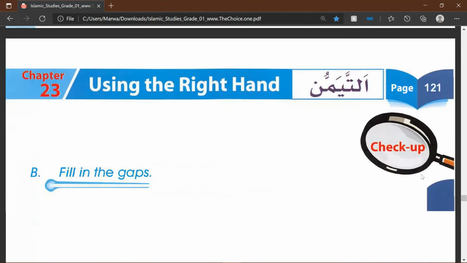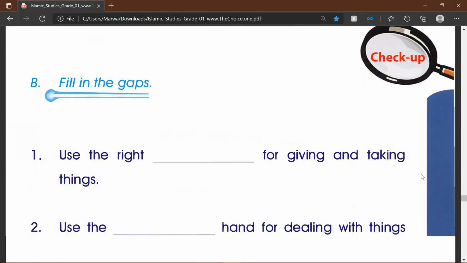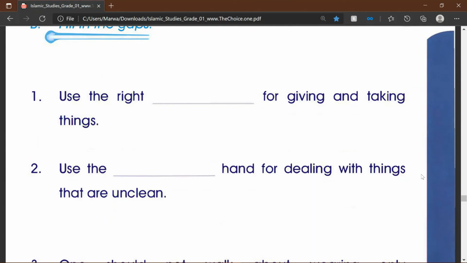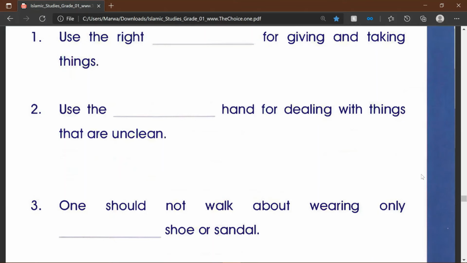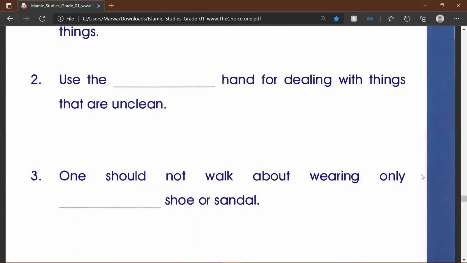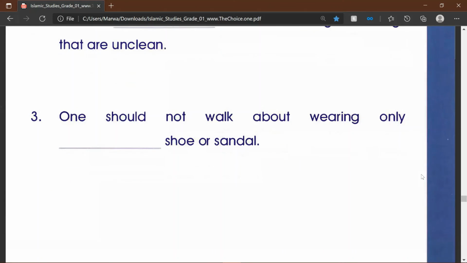And part B of the exercise, we're going to fill in the gaps. So number one, use the right hand for giving and taking things. Number two, use the left hand for dealing with things that are unclean. And number three, one should not walk about wearing only one shoe or sandal. So you should always be wearing two or nothing.